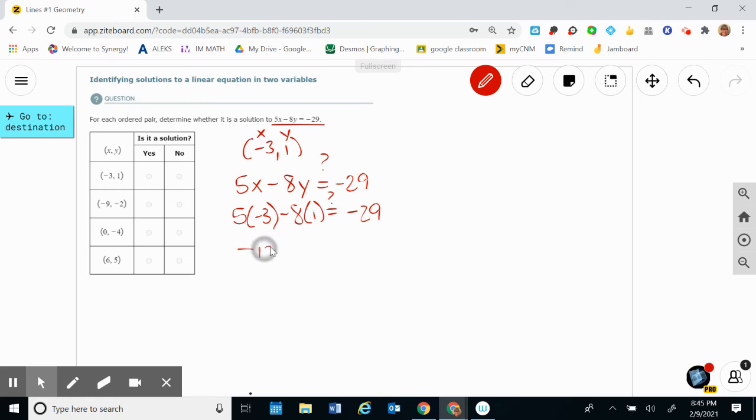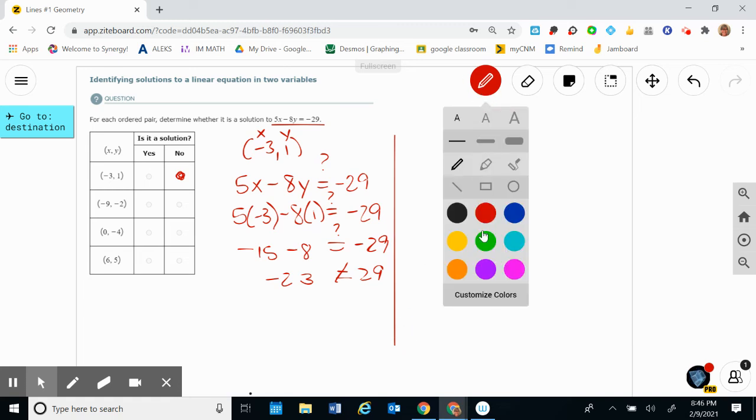So this is -15 minus 8. Does that equal -29? 8 plus 5 is 13, so that's a 3. Already we know it's not going to work. This -23 is not equal to -29. Therefore, that is not a solution. Okay, let's try the next one.